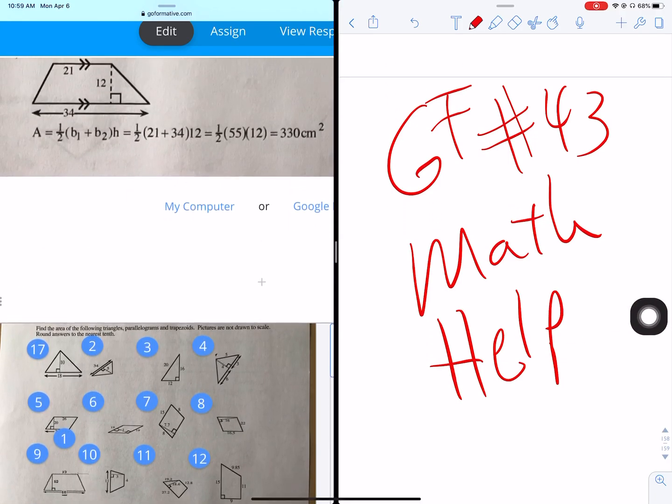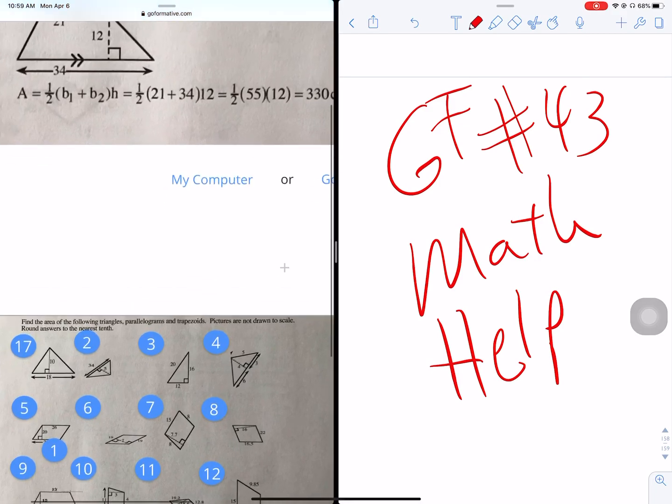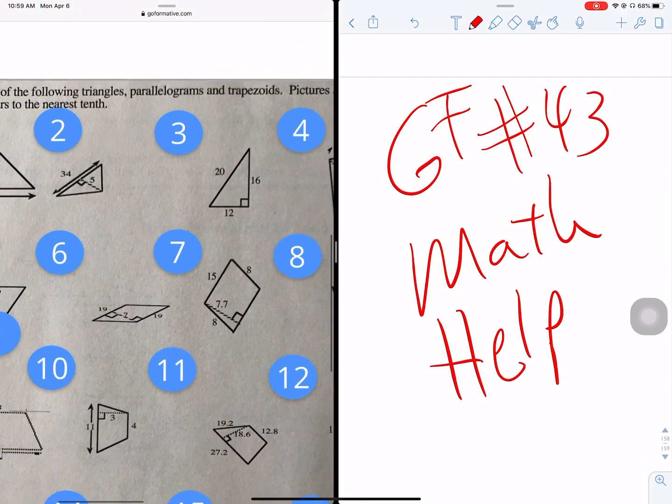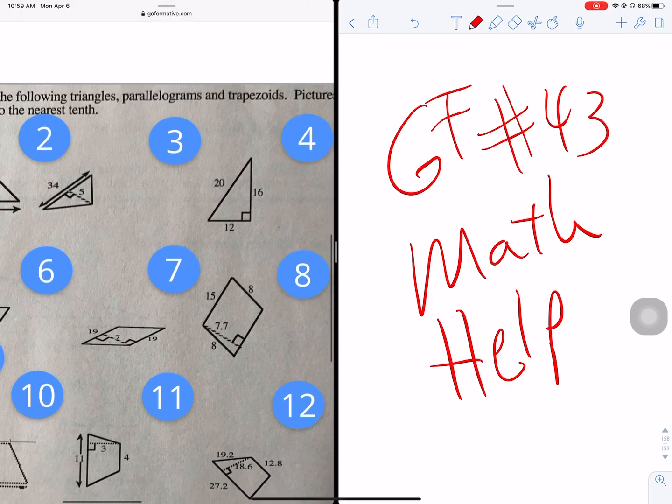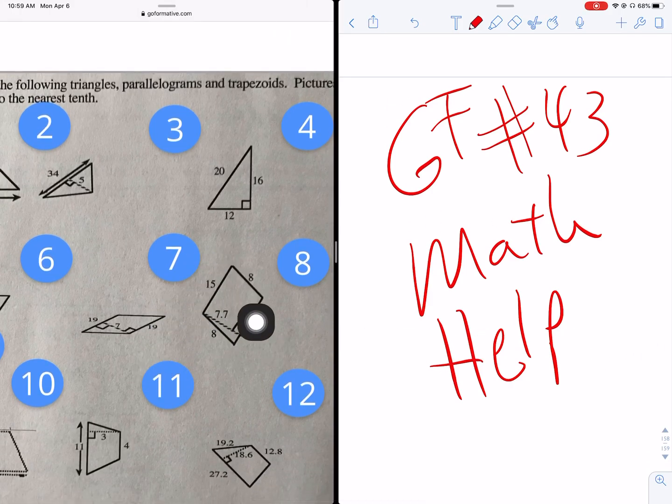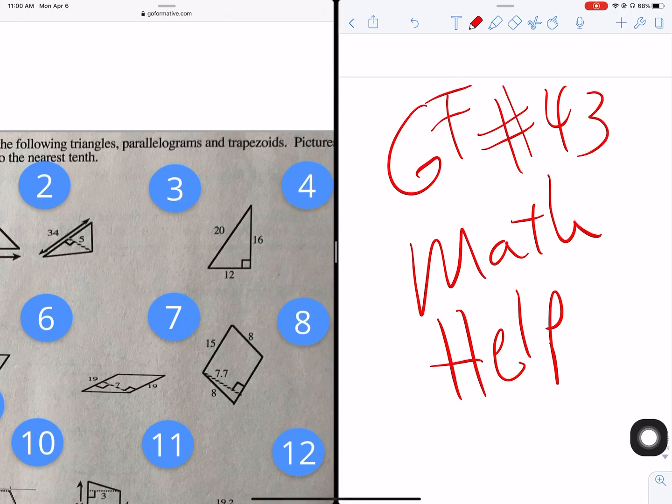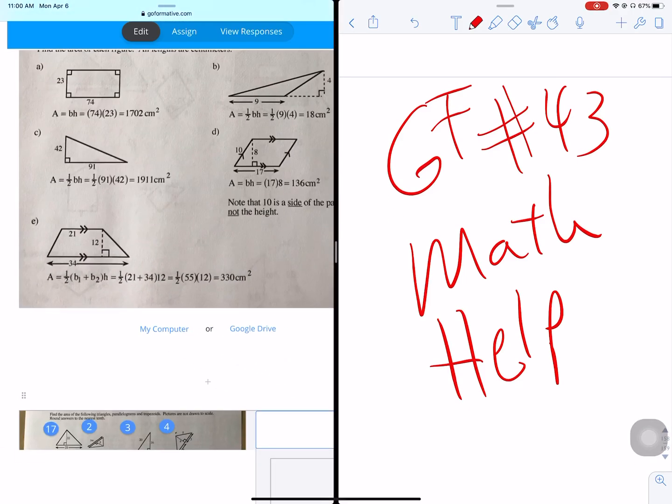So really you have a map and you really don't need me. I am going to try a couple so you can see them. Let's do this one. We see the height is 7.7. Keep in mind that a common mistake is that kids think 8 is the height. 8's not the height. 7.7 is the height. So what we want to do is make sure we know 15 and 7.7. And we go back and we look at how to do one of those.